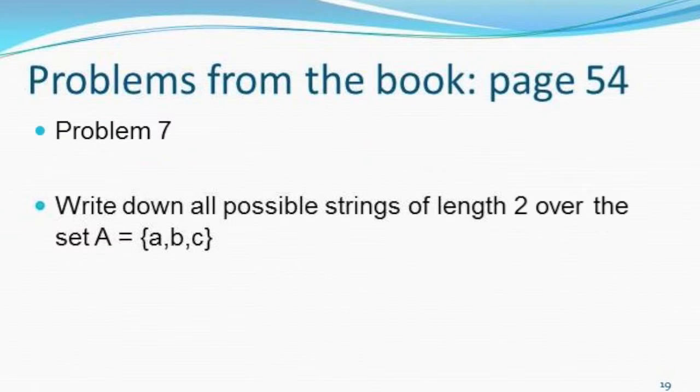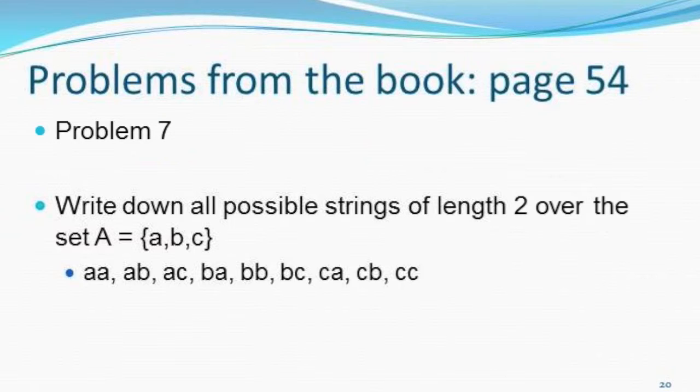So let's do some problems that don't have the answers in the back of the book together. Here's a problem, page 54, problem 7, and we're asked to write down all possible strings of length 2 over the set ABC. So effectively, we just need to find all combinations of these letters that are of length 2, that have two letters in them.